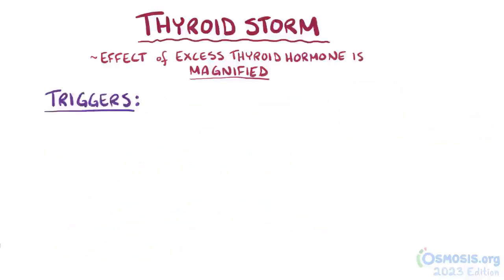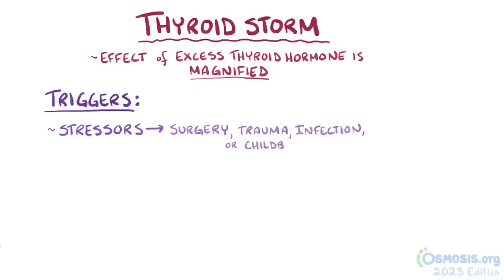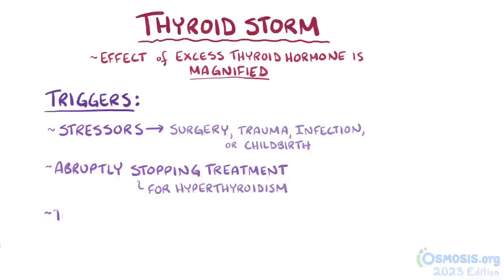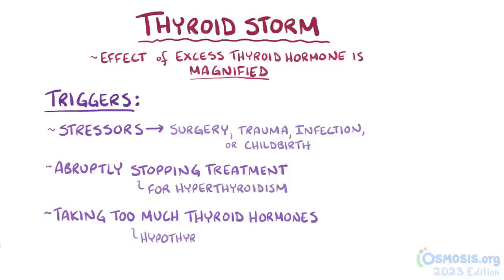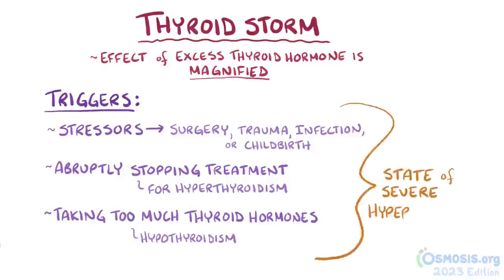Triggers for thyroid storm include stressors like surgery, trauma, infection, or childbirth. Other triggers are abruptly stopping treatment for hyperthyroidism or taking too much thyroid hormones, which is relevant for individuals that have hypothyroidism. The end result is the same, a state of severe hypermetabolism, so all the effects of the excess thyroid hormones on the body are magnified.